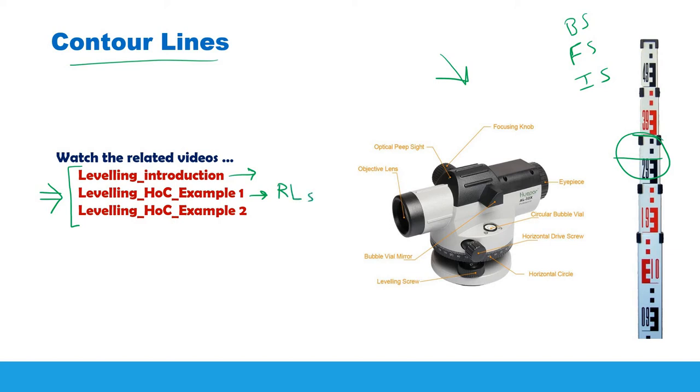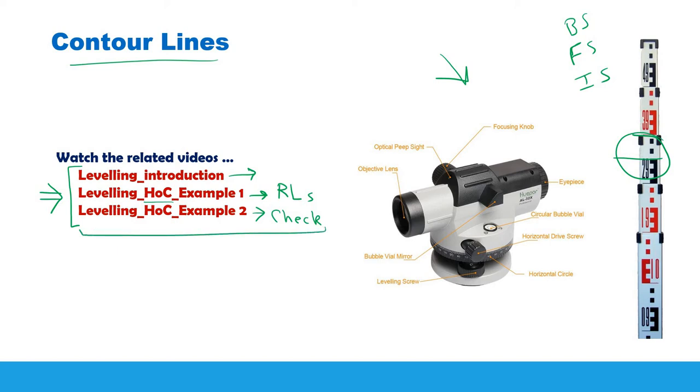In this video I explained how to make the measurements, how to book your readings on the table, and then how to do the calculations using the height of collimation method. And in the last video, after completing your measurements and calculations, how to check if these measurements are accurate or not accurate, and also how to check your calculations if you have made any mistake in your calculations, so that you can repeat your calculations.